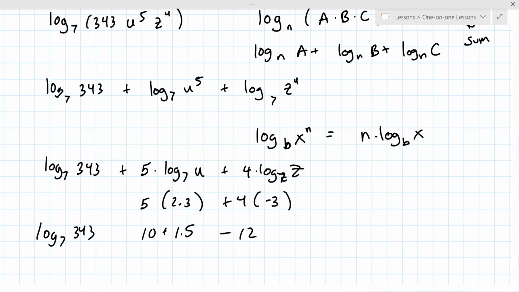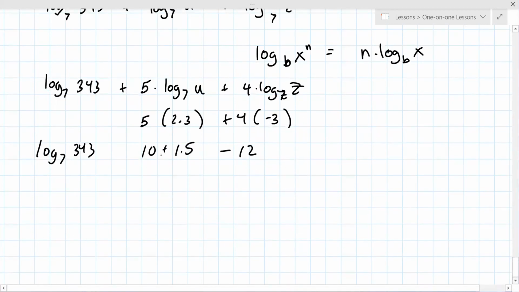And you definitely wouldn't get a calculator for this one because you actually can. This is 11.5 minus 12, so you're up to minus 0.5. Well, if you got a calculator, you would just plug in log base 7 of 343, right? And they wouldn't really want you to do that. No, but this is actually one of those that you should know.